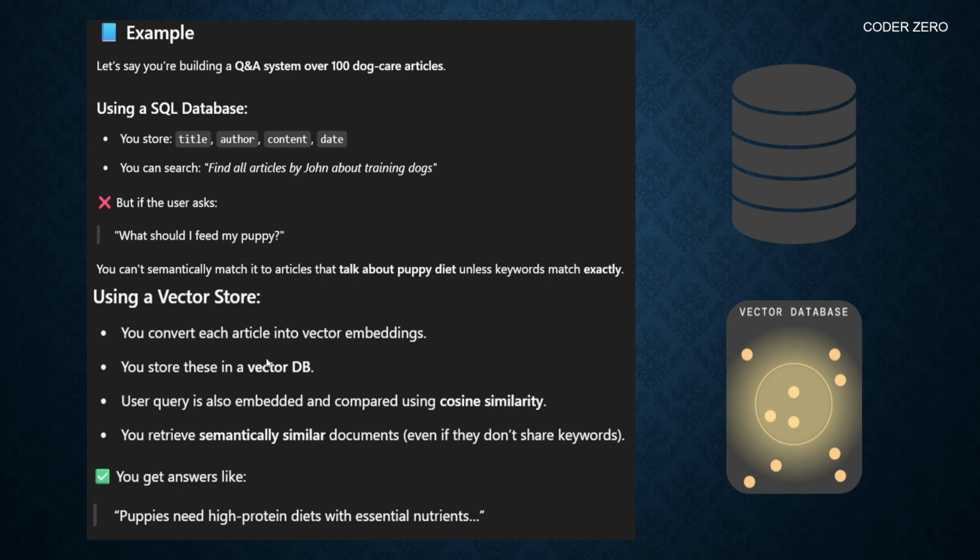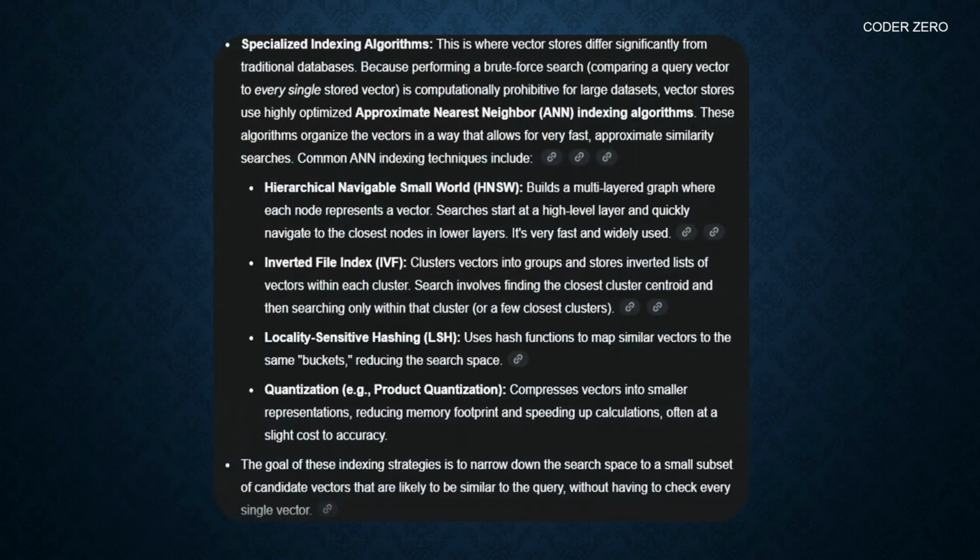But in the case of our vector database, we have the vector embeddings which represent the data in a numerical format, which captures the semantic meaning. So by using a vector database, we'll be able to find answers like this: puppies need high protein diets with essential nutrients. So this is the difference between a SQL database and a vector store. Also, we can use any of these indexing strategies to do good quality search in less time.